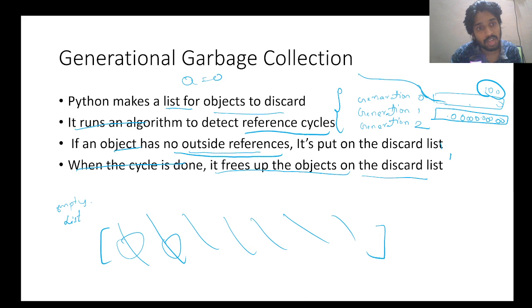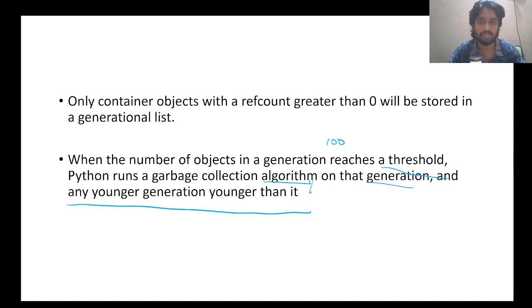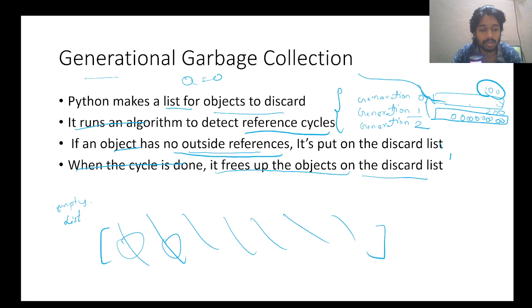So what happens when generation 1 meets its threshold? For example, if generation 1 has a threshold of 200 objects, when 200 objects are reached for generation 1, the same algorithm gets run on this generation and also its younger generations. That's the point we made here. When the number of objects in any generation reaches a threshold, Python runs a garbage collection algorithm on that generation and any generation younger than it.